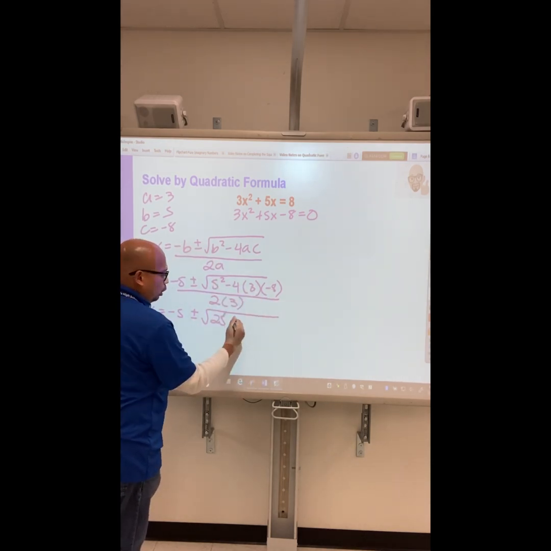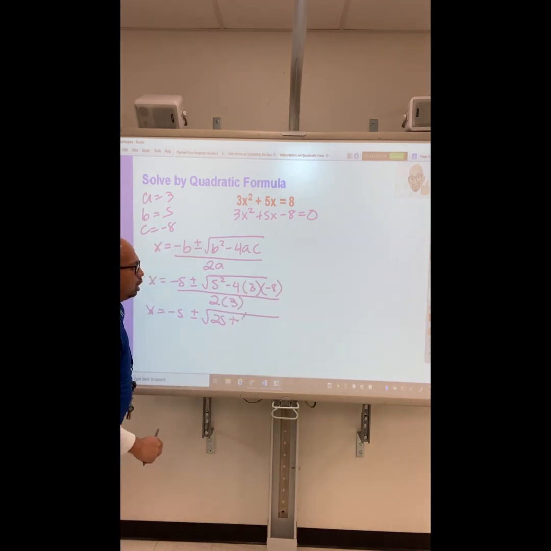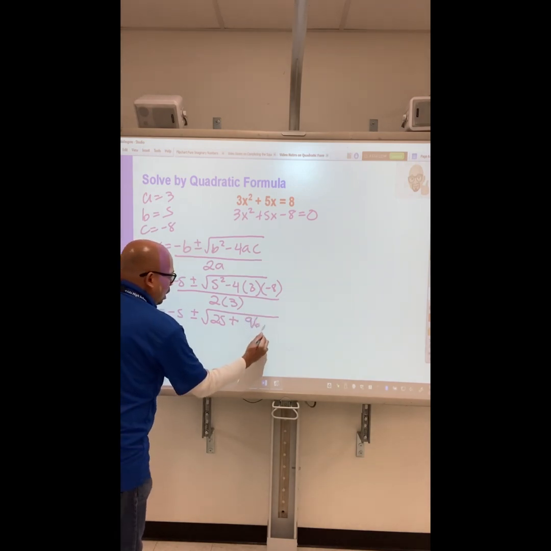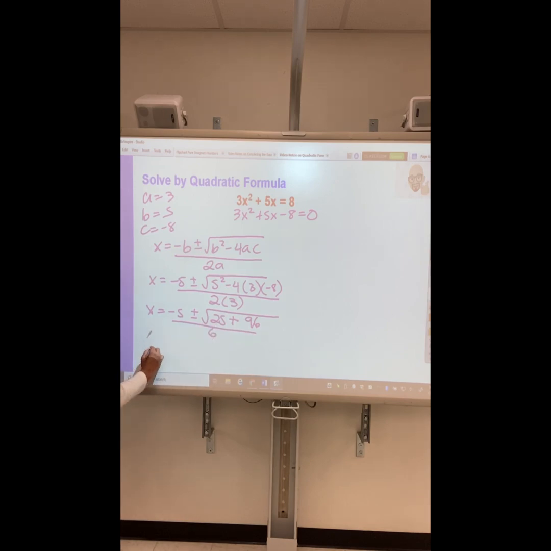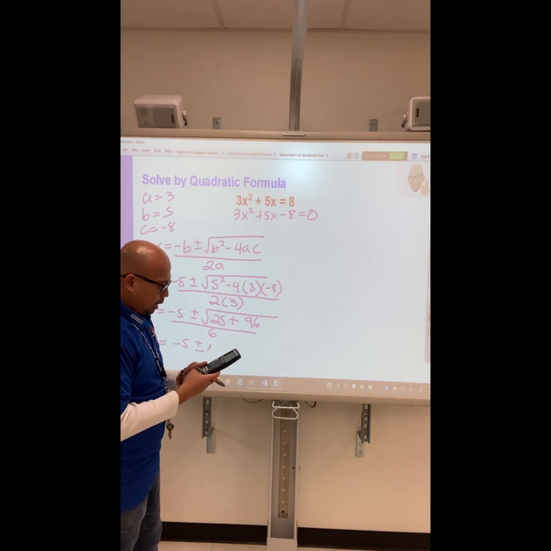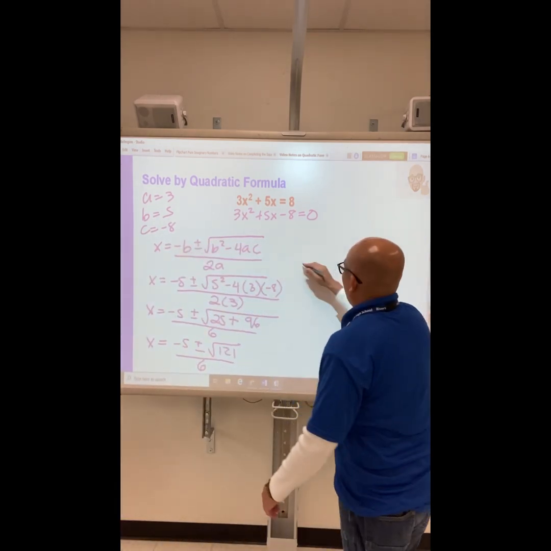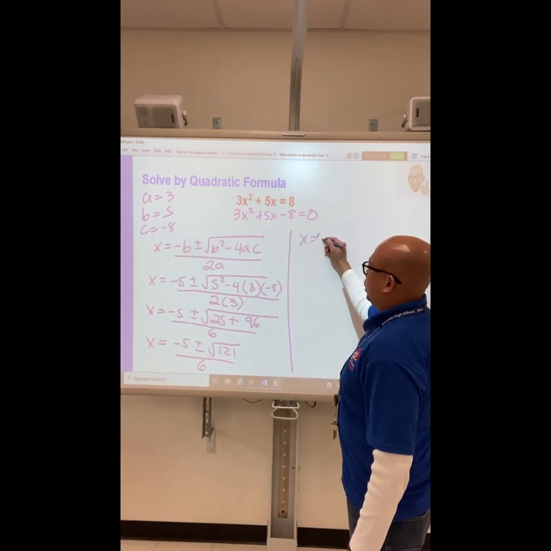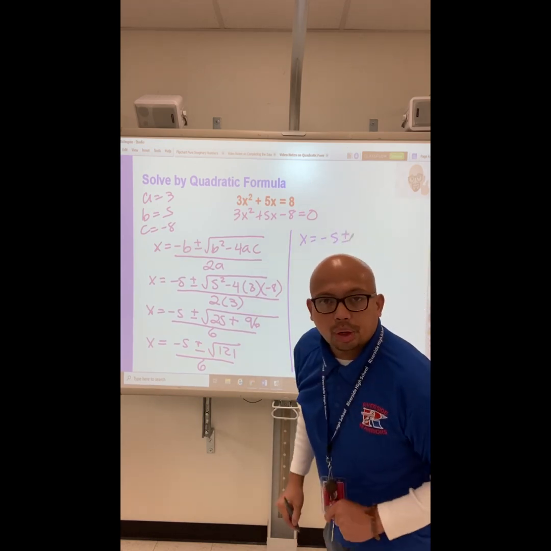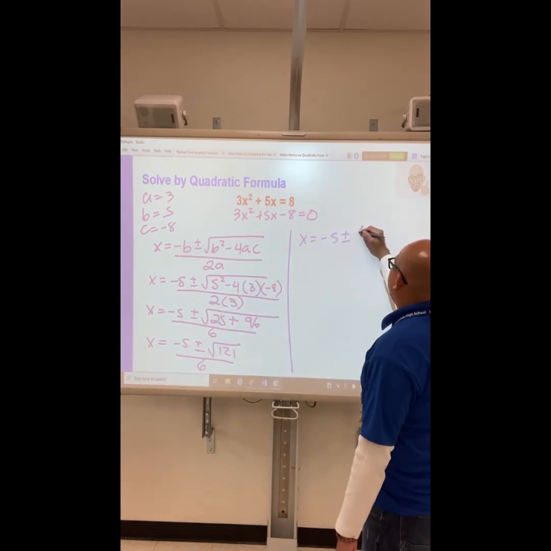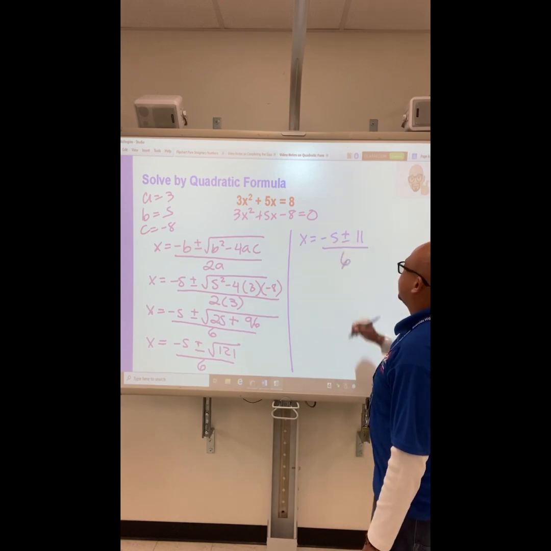x equals negative 5 plus or minus, 5 squared is 25. Negative times negative is going to be positive. 4 times 3 will give me 12. 12 times 8 is 96, all over 6. x equal to negative 5 plus or minus, 25 plus 96 is the square root of 121, all over 6. Therefore, I'm going to have x equal to negative 5 plus or minus, what is the square root of 121? It's going to be 11 over 6.